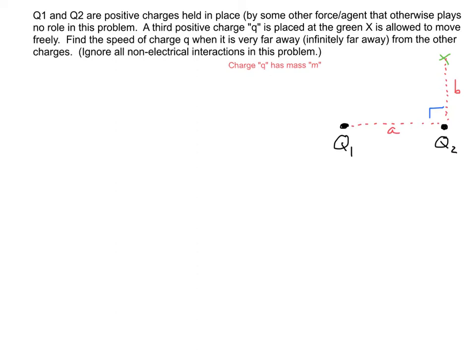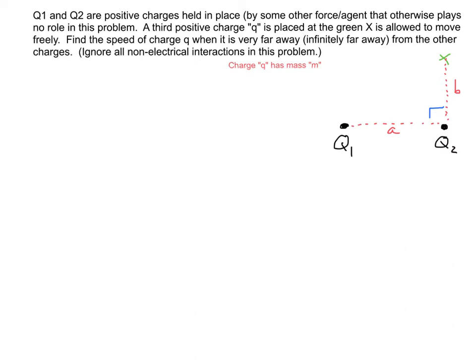Well, one thing we can do is note that the electrical interaction is a conservative interaction, and so that puts energy methods in play. And so that's what we're going to use. We're going to use conservation of energy to help us solve this problem. Let's see how that works out.